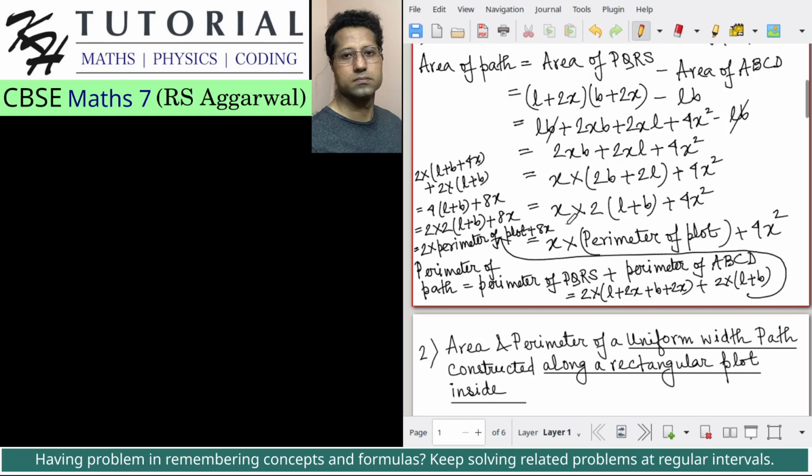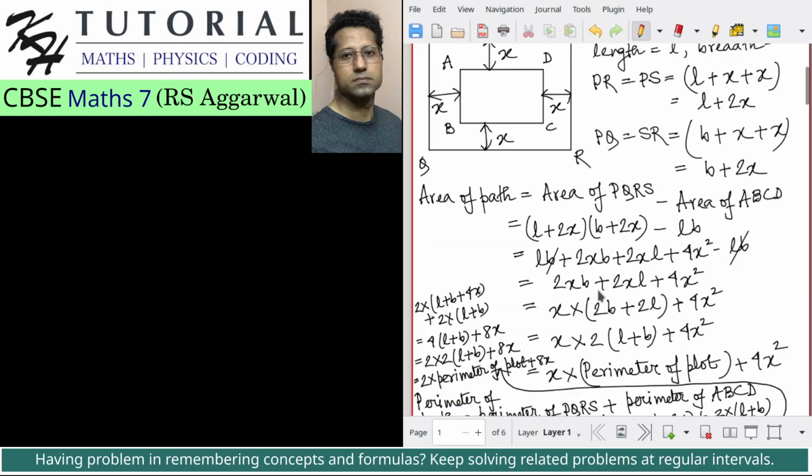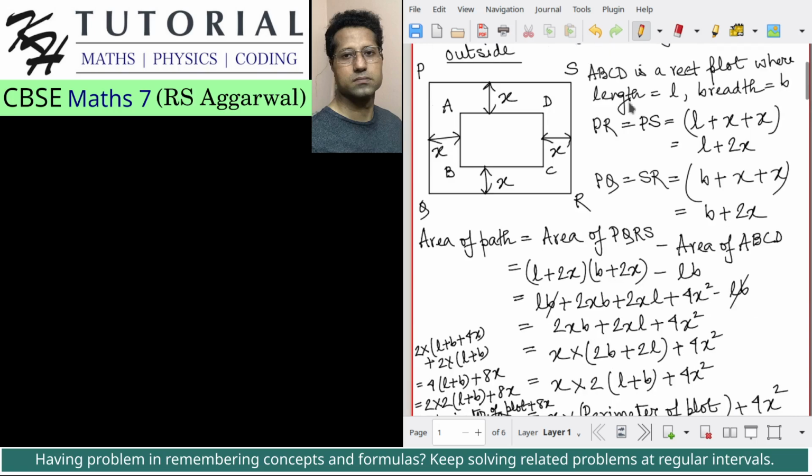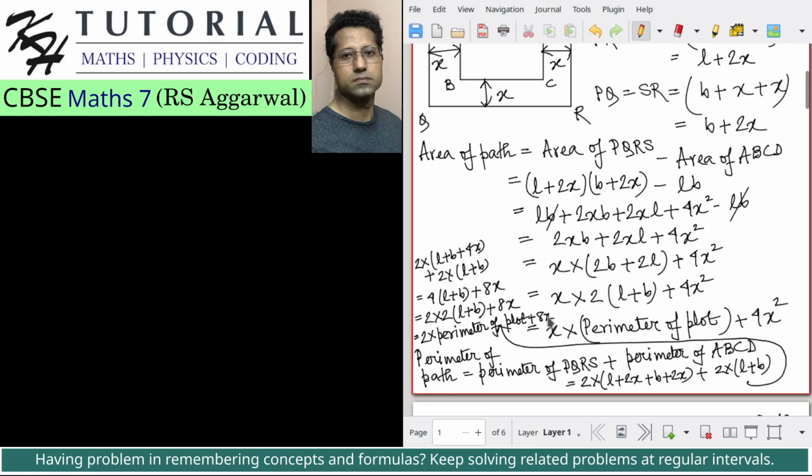So there is absolutely no need to remember this formula. I am just doing the calculation from the basic fundamentals of calculating the dimensions, and by observing the rectangles, you can also derive this formula. So the perimeter of the path becomes 2 into the perimeter of the rectangular plot plus 8x, where x is the uniform width of the path.